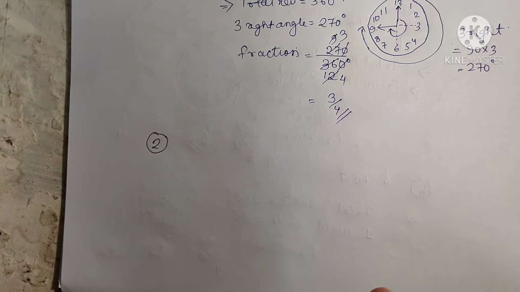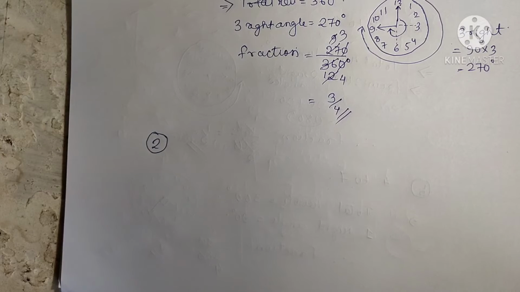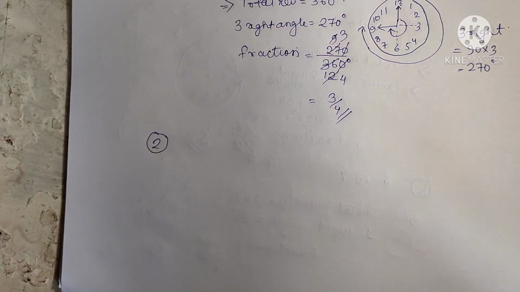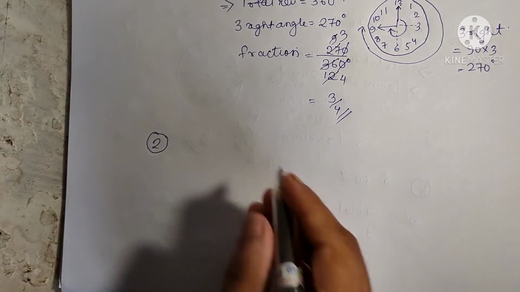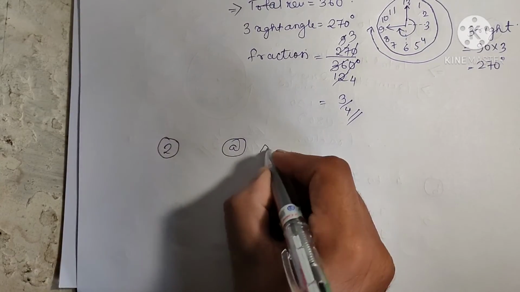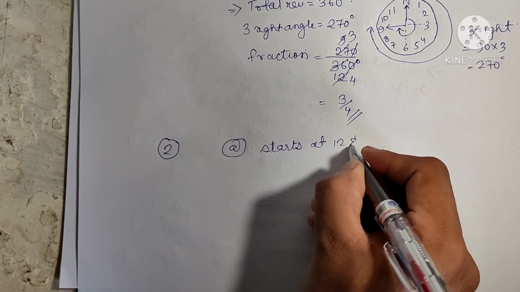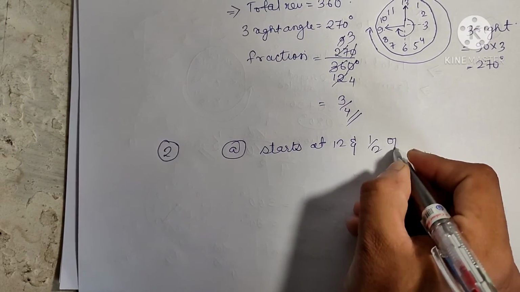Okay, number 2, where will be the hand of the clock? See what I told you last time. Now it will be very important. Okay, in this one I'll show you the slides. Okay, so starts at 12. Number A starts at 12 and makes 1 by 2 of a revolution.